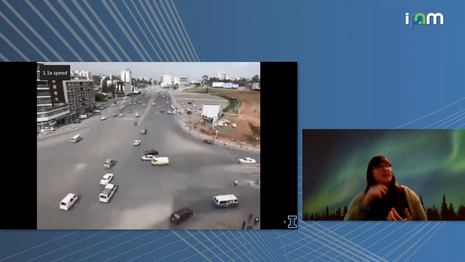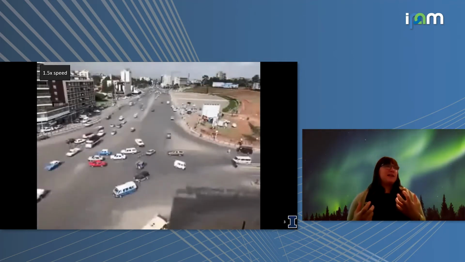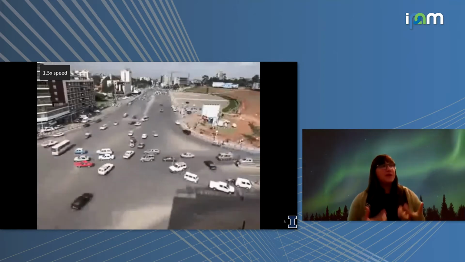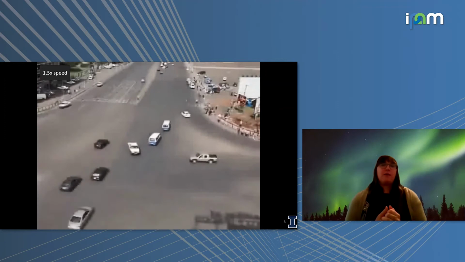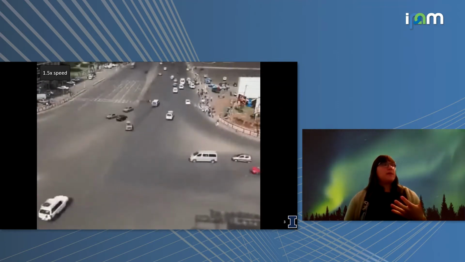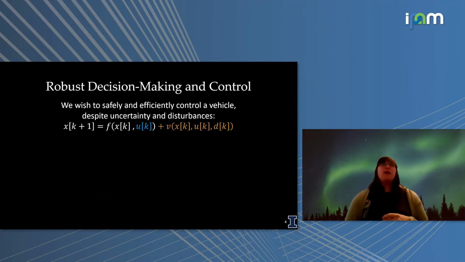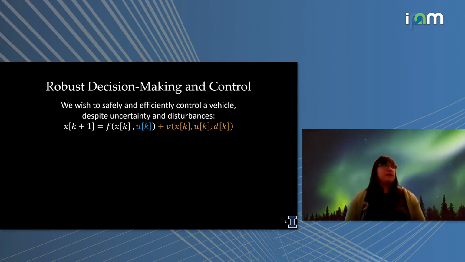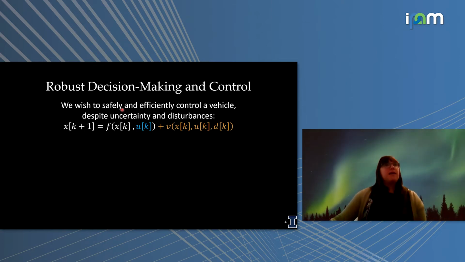These videos are nice to give some motivation to start capturing how humans nominally interact and see if we can recreate this interaction in the systems that we want to design and deploy. Normally when we think about safety, we think about this from a control perspective, and often we cast this as a robust control problem. In the classic formulation, we want to safely and efficiently control some vehicle.